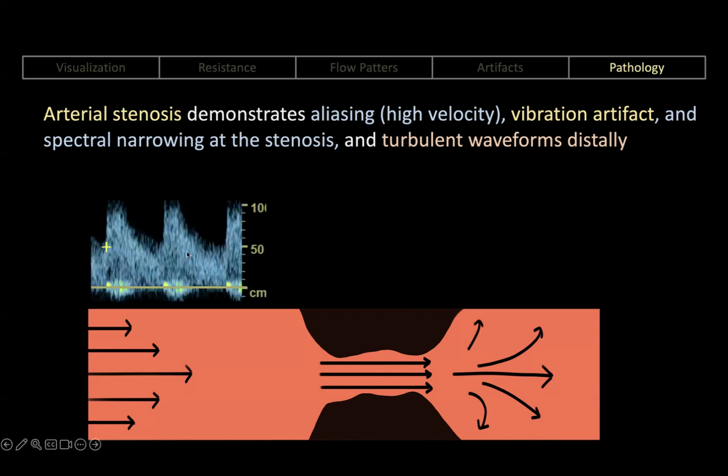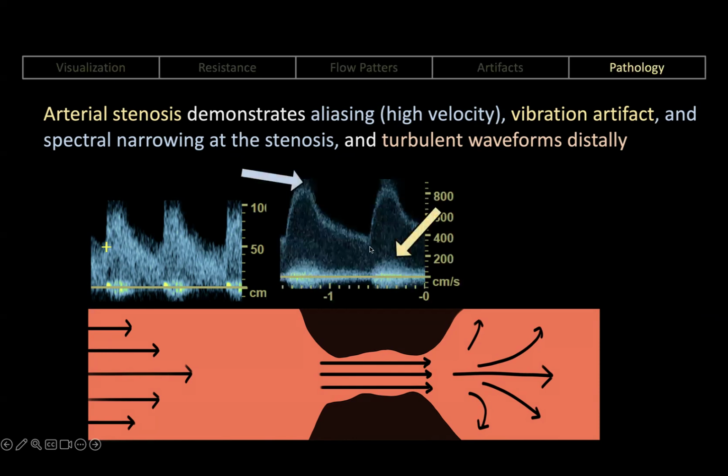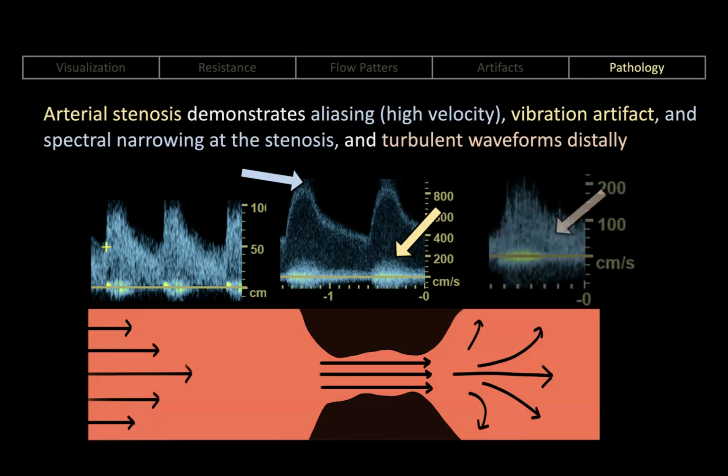So here's an example of laminar flow. Here you can see a little bit of clarity under the spectral window. When we get right to the area of the stenosis, here we can mark it out like a pencil, the waveform pattern, and we can also see this area of vibration artifact on the spectral window. And then look what happens to the velocity. We're going from 100 centimeters per second all the way up to about 900 centimeters per second at the area of stenosis. And then what does it look like distally?